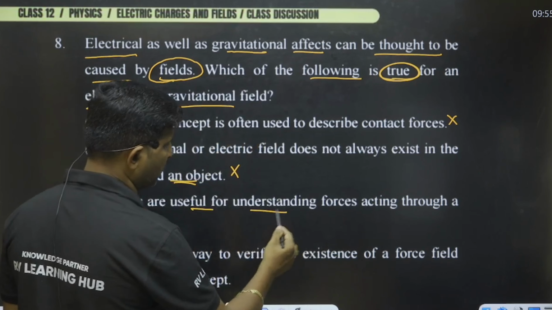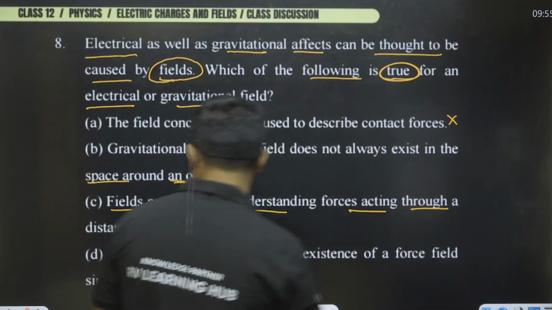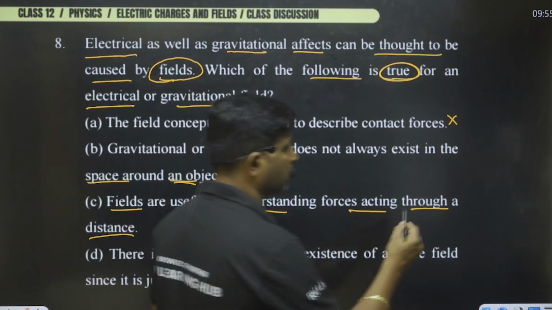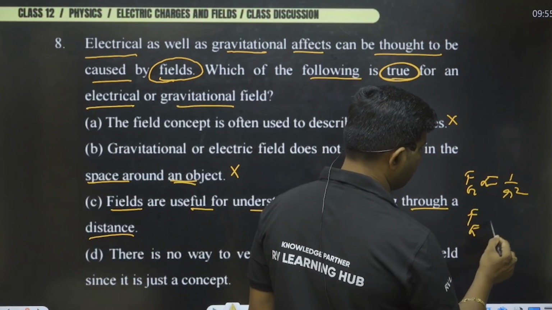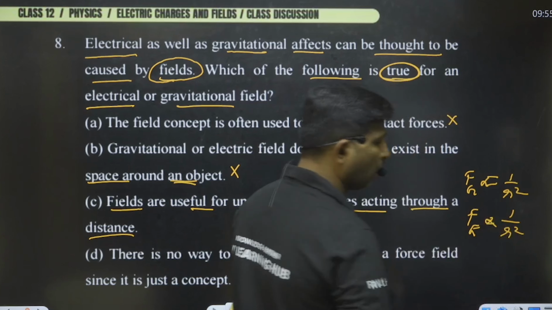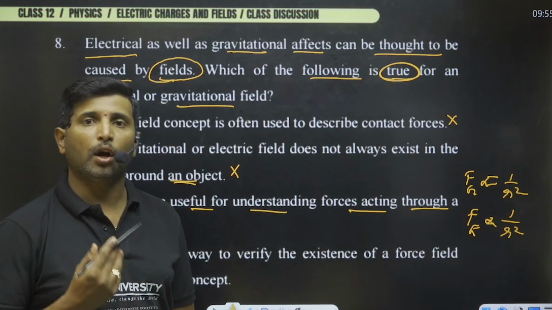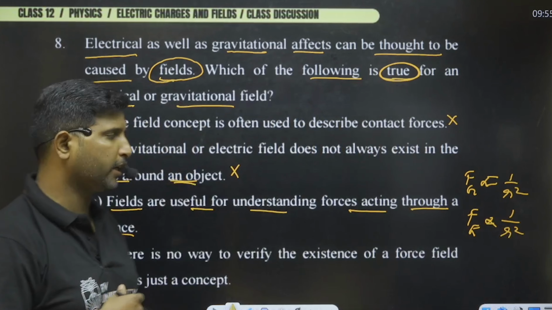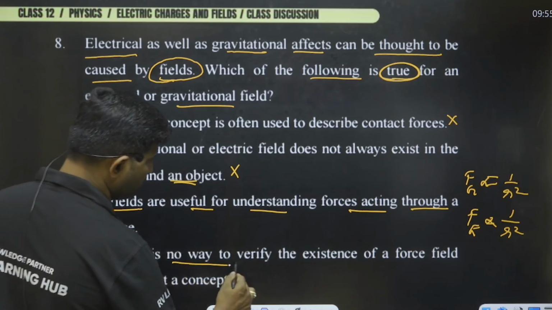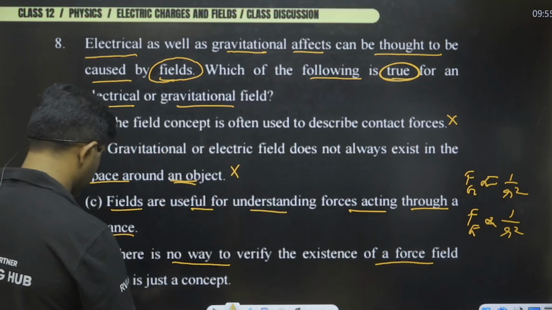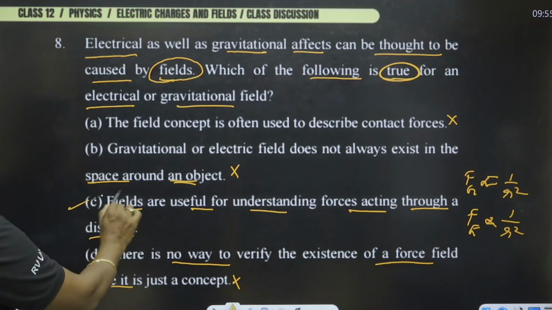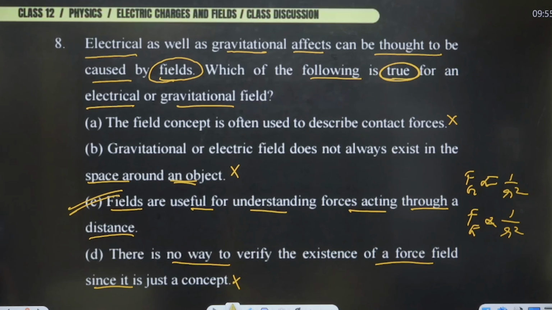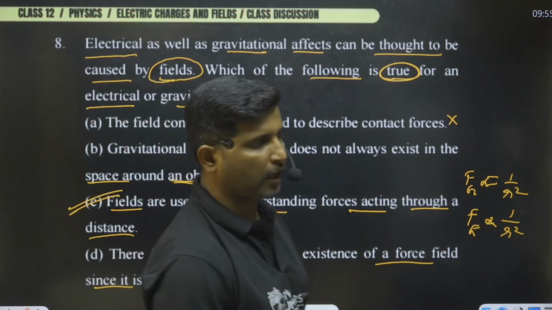Fields are useful for understanding the forces acting through a distance. Yes, we can apply, because gravitational force is inversely proportional to r square and electric force is also inversely proportional to r square. That means it is used to understand how the field varies as we move away from the particle or charge. There is no way to verify the existence of the force field since it is just a concept. This is also wrong. There is a field theory, with the help of which we can explain all those things. Hence, we can say option C is the correct statement related to electric and gravitational fields.